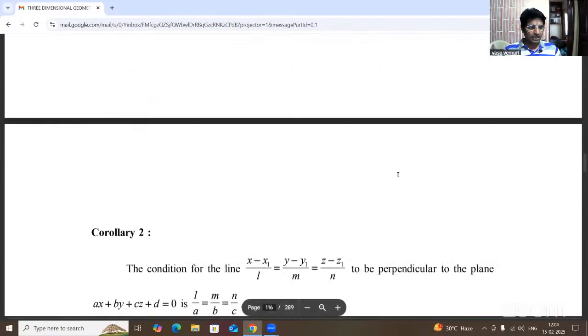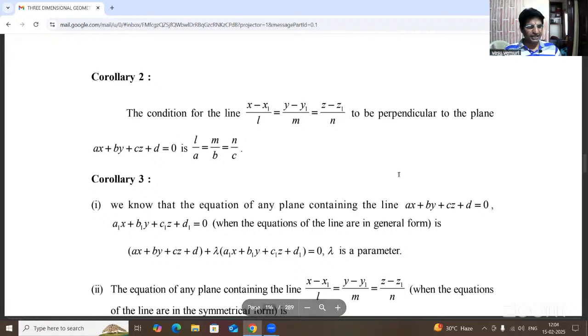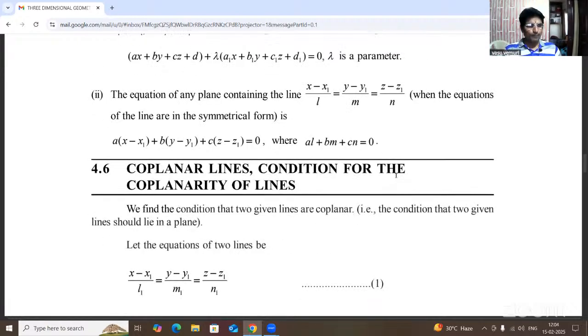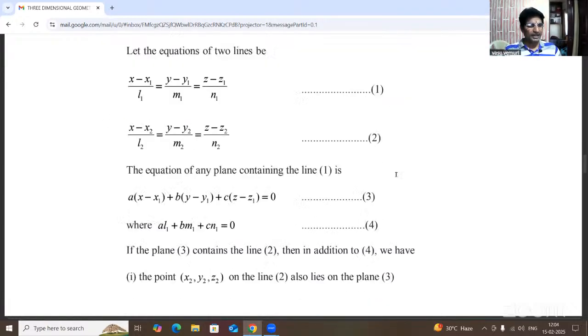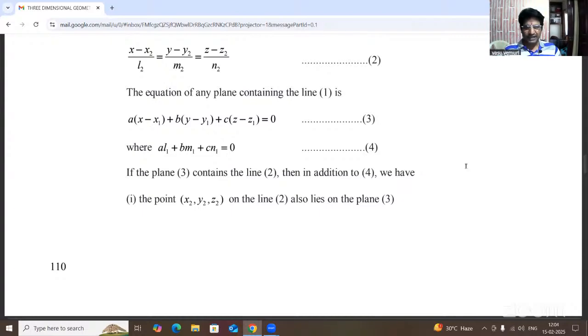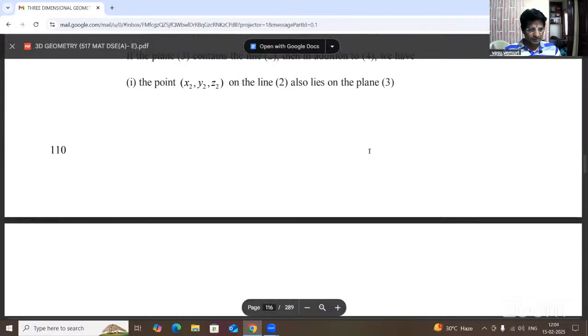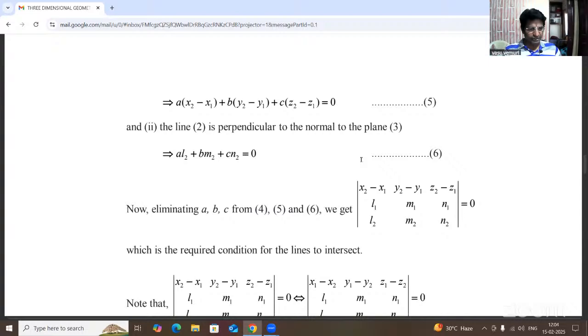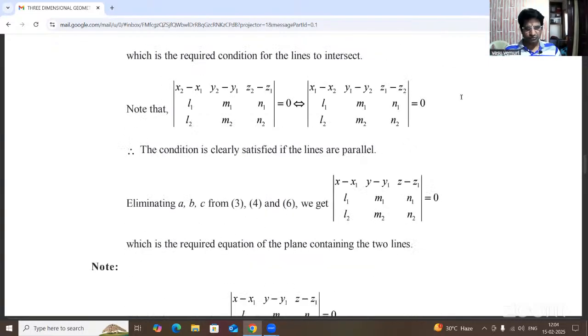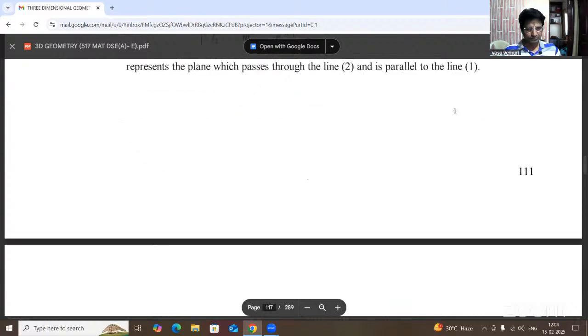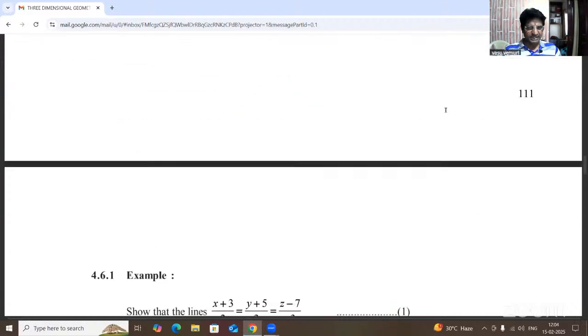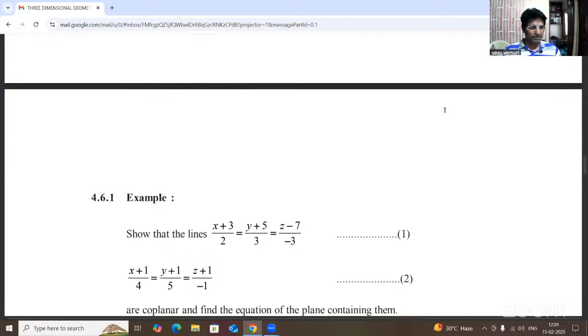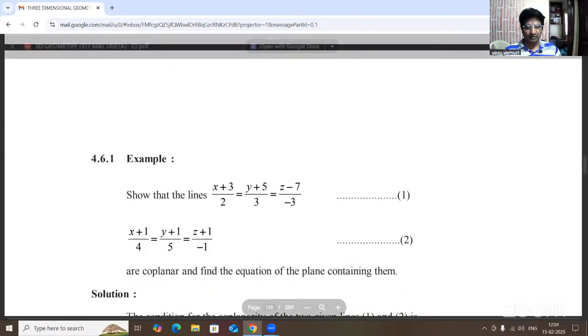And according to the theoretical expression, here the coplanar lines and the condition for the coplanarity of lines. Okay. Just you have to see here. See in your textbook. Okay. Page number, please see page number 111, 112, 4.6.1. This problem is also very important in the final examination.